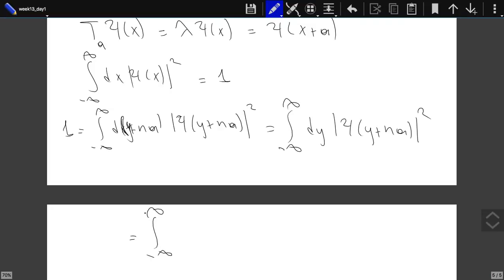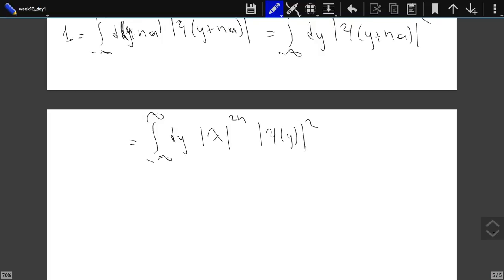But you see, if we shift the wave function by a, we get a multiple of lambda, if it's an eigenstate. If we shift it twice, then we get lambda squared. If we shift it n times, then we get lambda to the n. So the norm gives lambda to the 2n times the integral of psi y squared. But psi is properly normalized, so its integral over y just gives me 1. So 1 should be equal to lambda to the 2n times 1. We can just take n equal to 1. So this tells me that whatever this lambda is, for every n, it should be true.